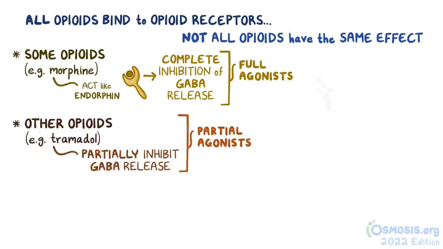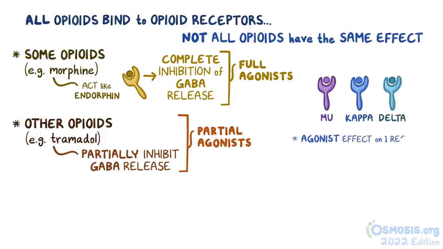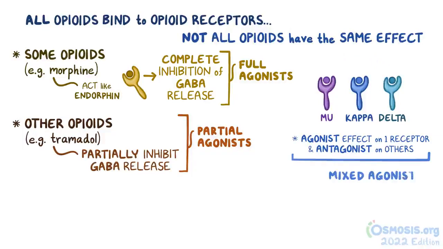Now, some opioids act preferably on the mu receptors, others on kappa or delta receptors. In fact, they can have an agonist effect on one receptor and an antagonist effect on others. These are called mixed agonist antagonists.